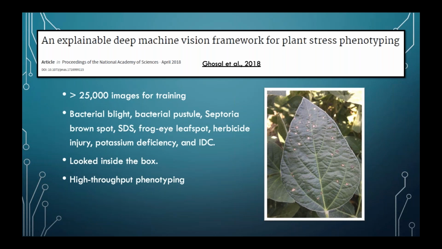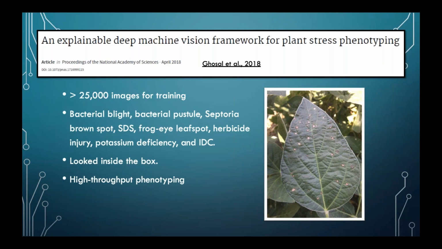And not only do you just take the images, you need to, as we talked about before, label these images accurately, if you're training your model, unless you're doing unsupervised. So here in this paper, they were able to accurately identify from their model bacterial blight, bacterial pustules, septoria, SDS, frog eye, as well as some abiotic stresses: herbicide injury, potassium deficiency, and IDC.